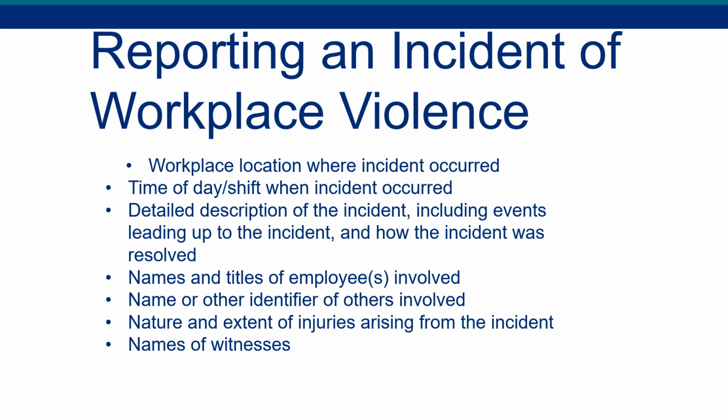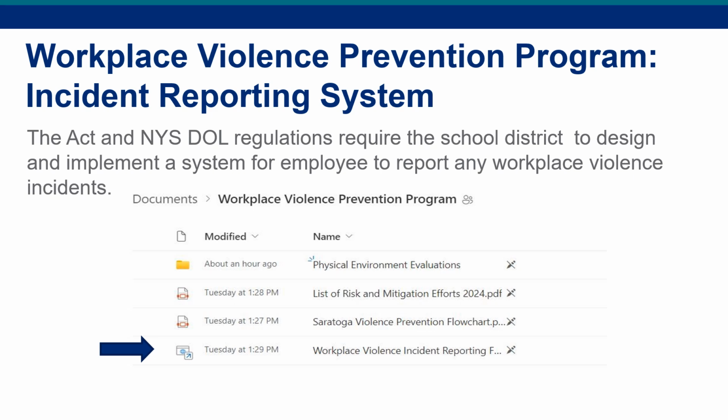The nature and extent of the injuries. If you were injured during this incident, please say yes on the form. And don't forget you will also need to fill out an accident report. In addition, we would like the name of any witnesses to an incident. A link to the form to report an incident of workplace violence is in the Staff Resources section of the Workplace Violence Prevention Program under the Workplace Violent Incident Reporting Form.